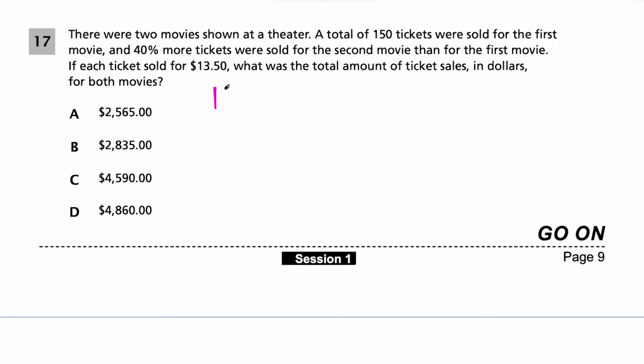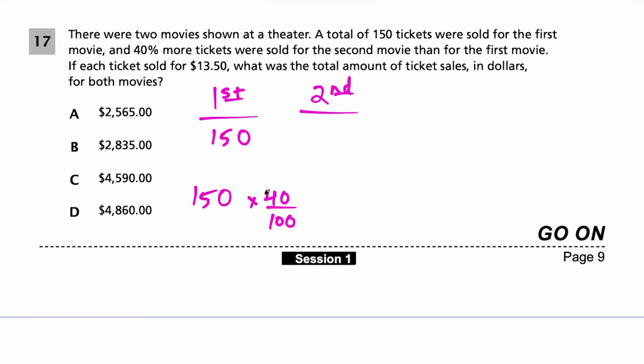So for this one, what I would do is find the total amount of tickets sold and then multiply by $13.50. So for the first movie, there were 150 tickets sold. For the second movie, we were told that there were 40% more tickets sold than were for the first movie. So here, what we could do is take 40% of 150. So if I want to take 40% of 150, I can multiply by 40 over 100, okay? Because this is 40%. And now from here, the calculator will do this for us.